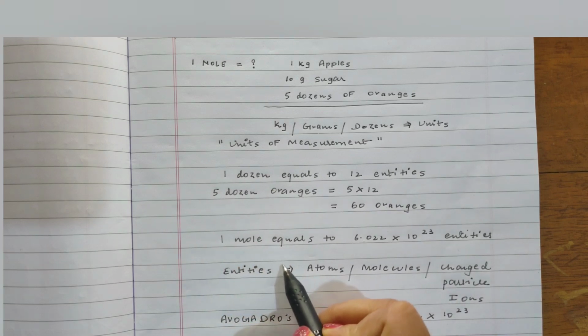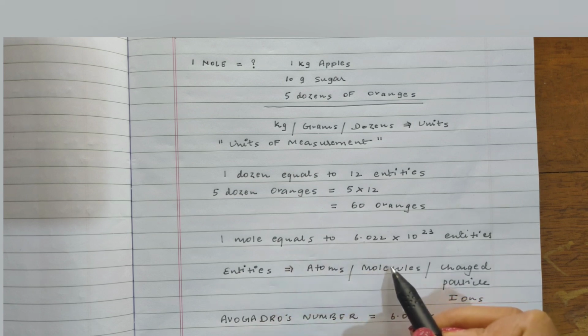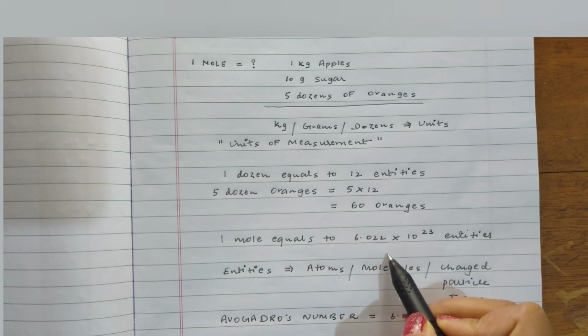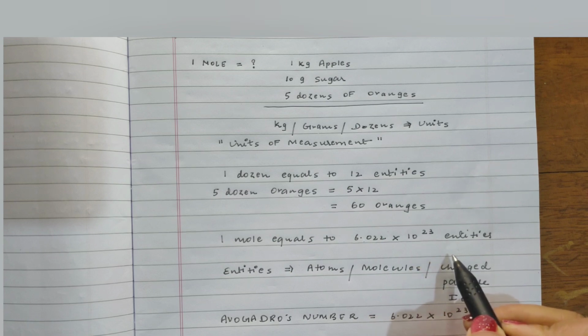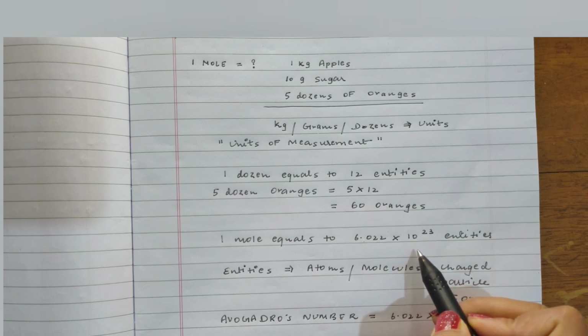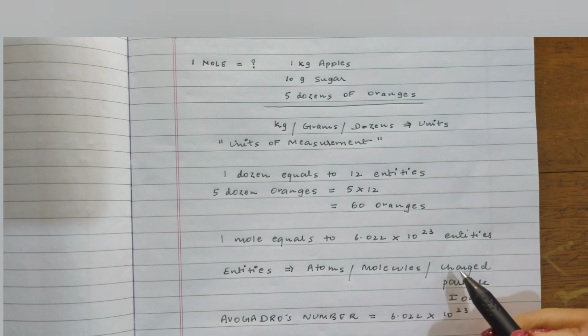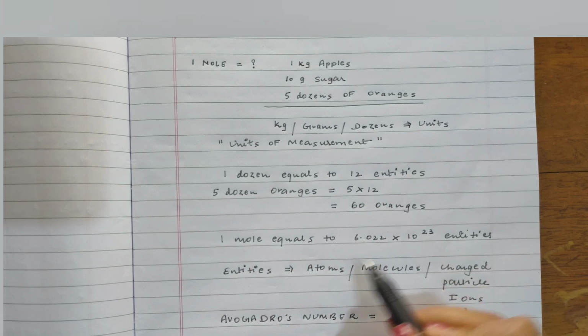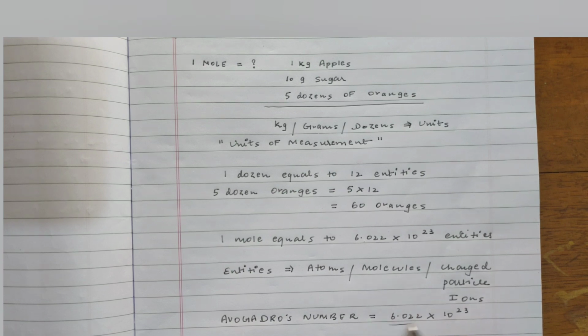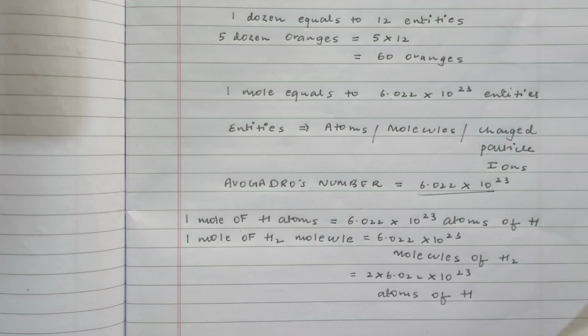1 mole of a given substance will always correspond to 6.022 into 10 to the power 23 entities. That is 6.022 into 10 to the power 23 atoms, molecules, cations or anions. It is a fixed number, known as Avogadro's number. It is a constant value and it will always be equal to 6.022 into 10 to the power 23. Let's take a few examples to understand the same. So let me break it down for you.